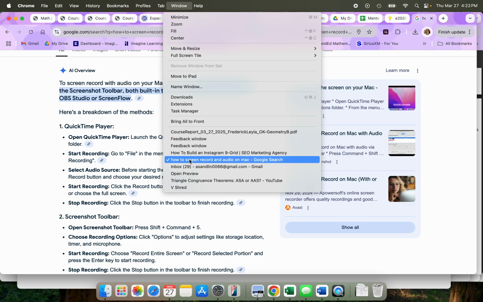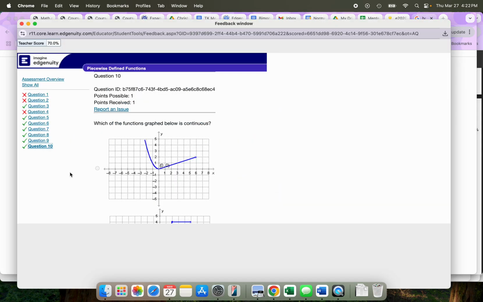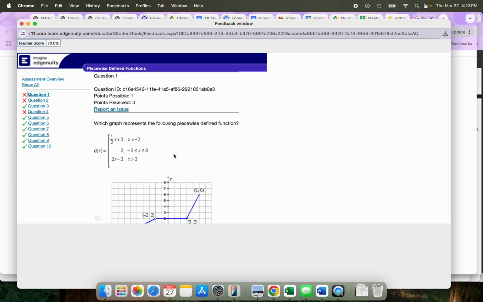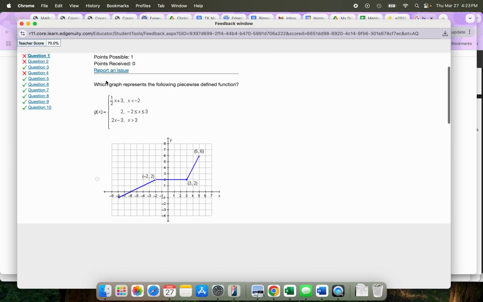I did want to show what questions you missed on the quizzes. Okay, so for this one, it says which graph represents the following piecewise defined functions. When I look for these, I'm looking for the open and closed dots. So we have an open dot here at -2, 2. I want to make sure that there's not an underline over here anywhere for -2. It should be open, and so it doesn't look like that fits.